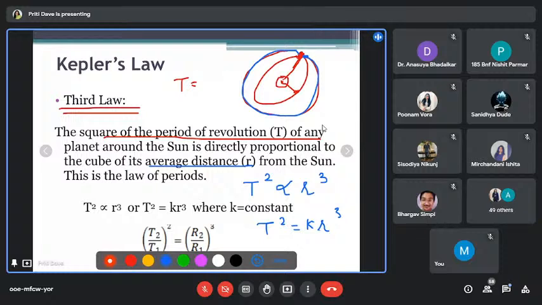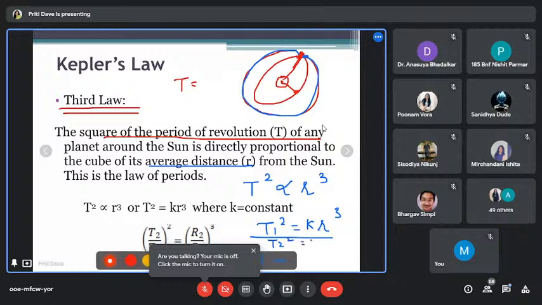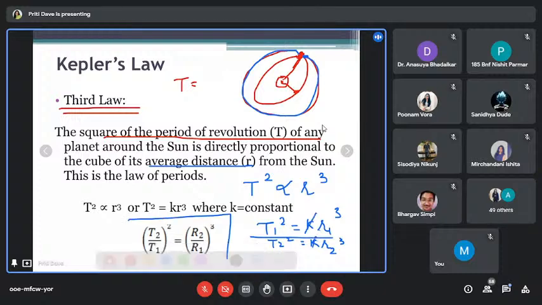So if I have 2 planets, mostly the questions are in this form: 2 planets, say Mars and Jupiter. The average radius of Mars is 3,600 kilometers. The average radius of Jupiter is this. The time period of Mars is some value, 280 days or 180 days. What is the time period of the second? So if I take the ratio of T1 square by T2 square, R1 cube by R2 cube, K and K will get cancelled, and I get an equation which says T2 by T1 square is equal to R2 by R1 cubed, or T1 by T2, depending upon what is asked in the question.